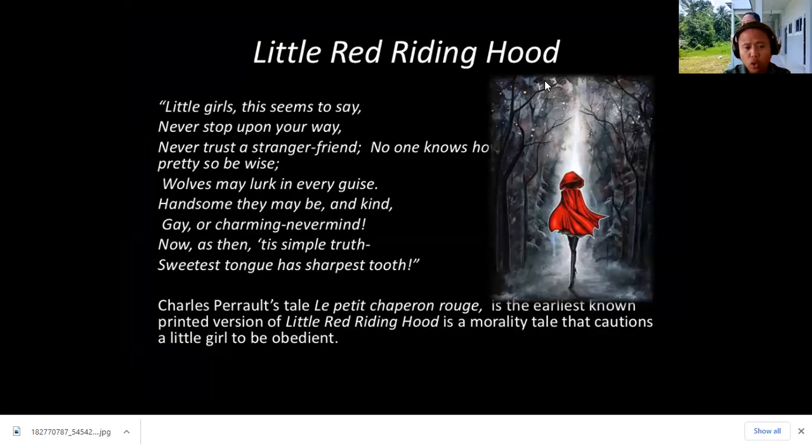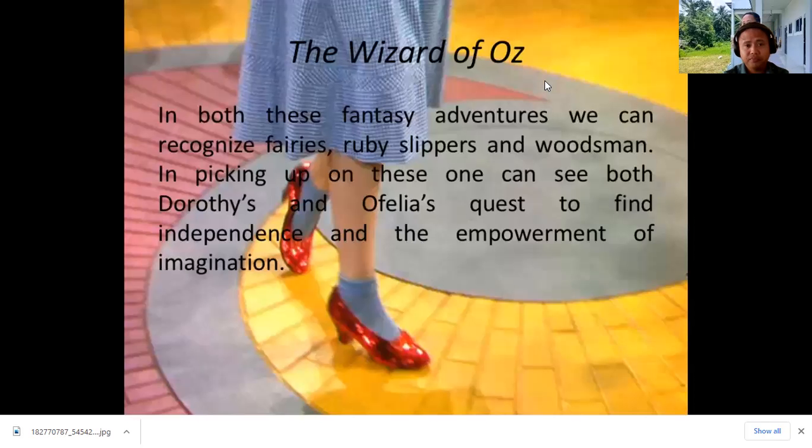So Charles Perrault's tale, Le Petit Chaperon Rouge, is the earliest known printed version of Little Red Riding Hood. It's a morality tale that cautions a little girl to be obedient. Okay, so the Wizard of Oz. In both these fantasy adventures, we can recognize fairies, ruby slippers, and woodsmen. In picking up on this, one can see both Dorothy's and Ophelia's quest to find independence and empowerment of imagination.